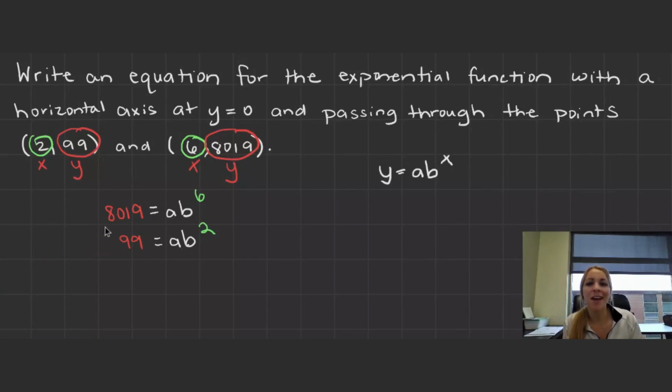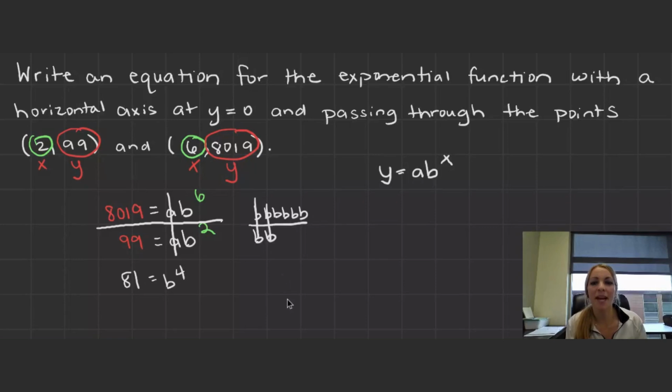In order to do that, I am going to divide these things. And the reason I'm going to divide is because everything in this scenario is multiplied. When I divide, I take 8019 divided by 99, and that's 81. A divided by a is 1, and that's really where the magic happens here. And b to the 6th divided by b squared is b to the 4th. That's because b times b times b times b times b times b divided by b times b makes 2 1s, and that subtraction is happening.